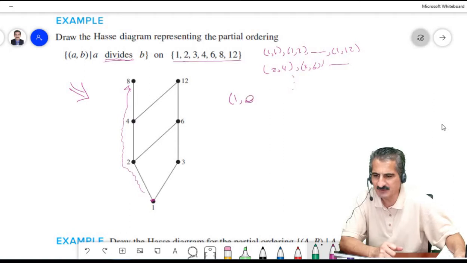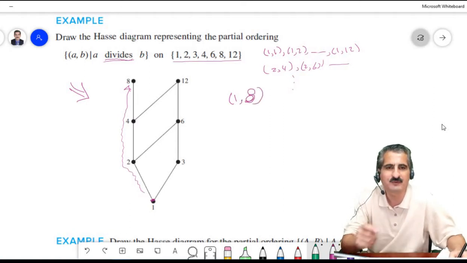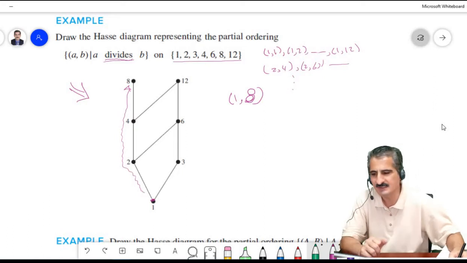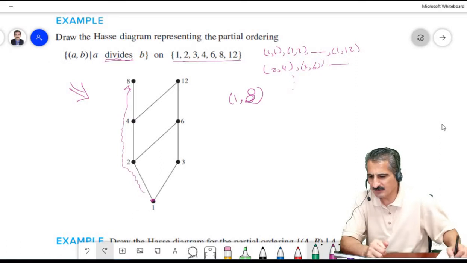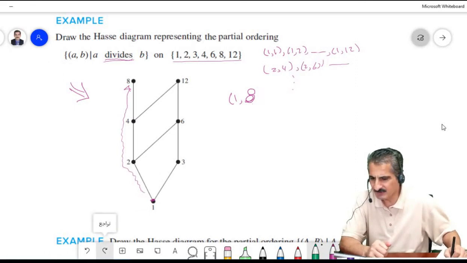represented. So (1, 8) is represented in this relation because I can move from 1 to 8 following the lines. And same thing for 1 and any other integer. Now let me erase that. Actually, I want this to be clean.